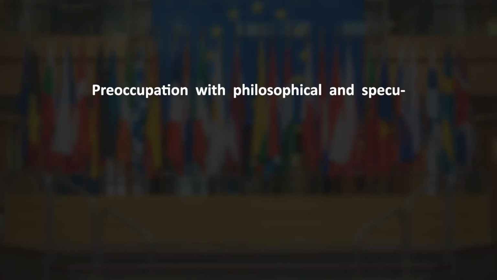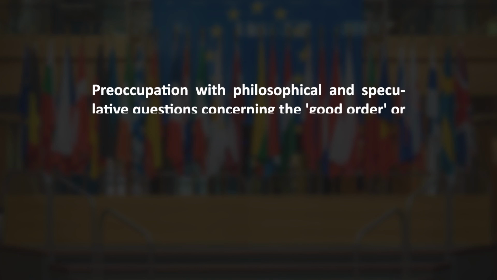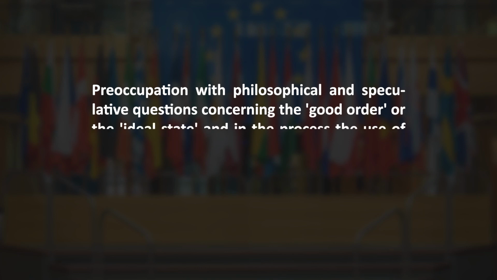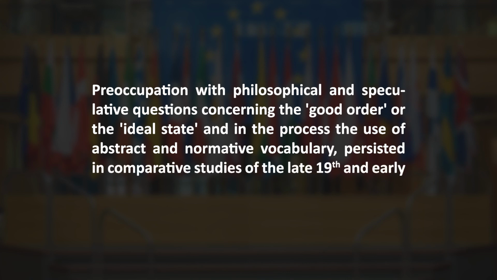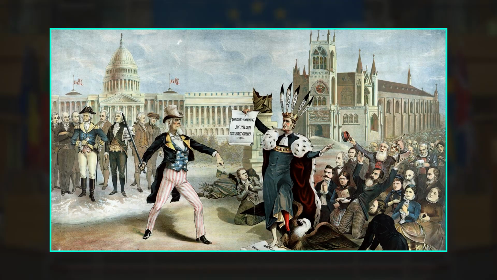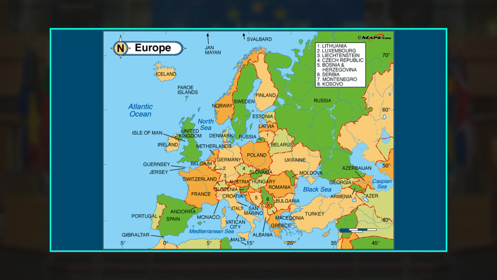So, the preoccupation with philosophical and speculative questions concerning the good order or the ideal state, and in the process the use of abstract and normative vocabulary, persisted in comparative studies of the late 19th and early 20th century. The late 19th and early 20th century signified the period when liberalism was the reigning ideology and European countries enjoyed dominance in world politics.